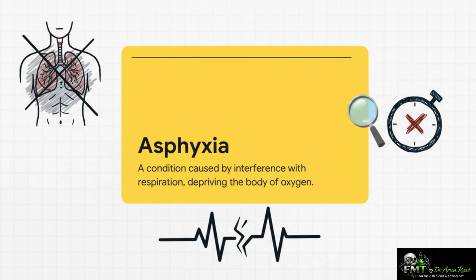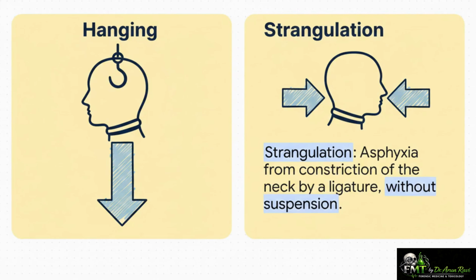Asphyxia is a huge category in forensic science. Basically, it's the umbrella term for any situation where breathing is interfered with and the body gets starved of oxygen. And that, of course, can lead to death. Now, this is a critical distinction that often gets mixed up. With hanging, the force that's cutting off the airway comes from the person's own body weight because they're suspended. But with strangulation, the force is applied by something like a rope, but without the body being suspended. It sounds like a tiny detail, but for an investigator, that difference is absolutely massive.